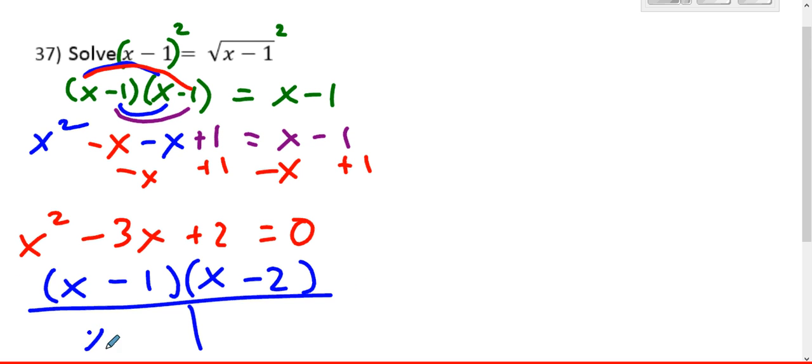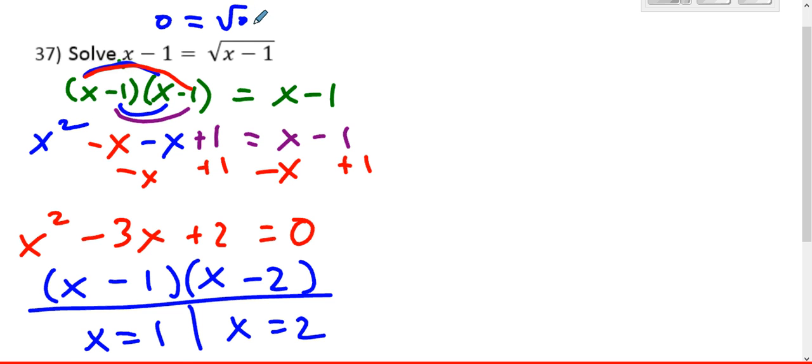So when you solve that out, you get x equals 1 and x equals 2. Plug those back in to make sure that it works. It's not extraneous. So plug in the 1. 1 minus 1 is 0. Equals the square root of 1 minus 1 is 0. That's true.